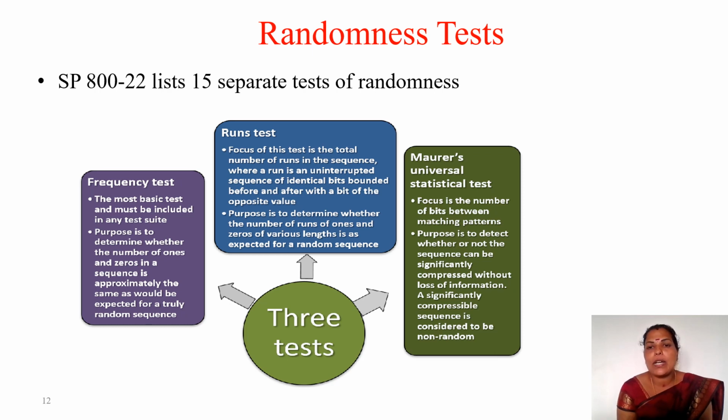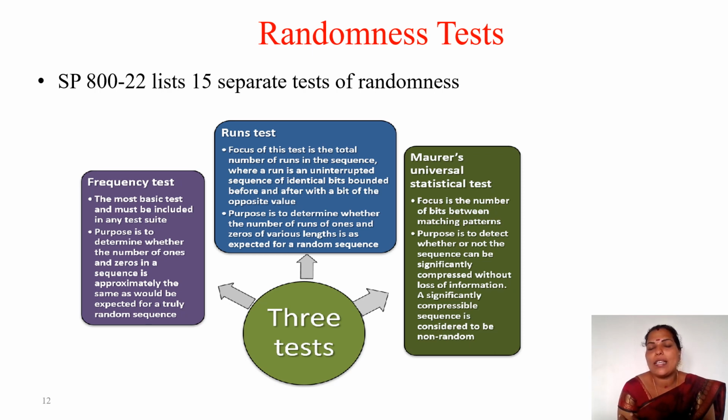Next one is Maurer's universal statistical test. The main focus of this test is the number of bits between matching patterns, and the purpose is to detect whether or not the sequence can be significantly compressed without loss of information. A significantly compressible sequence is considered to be a non-random sequence. So these are the 3 tests.